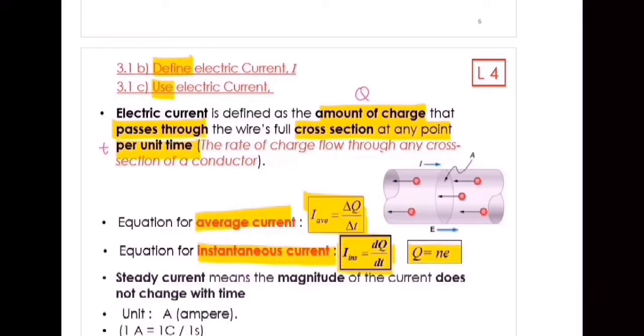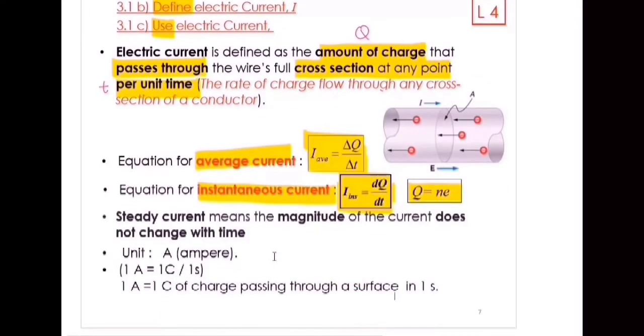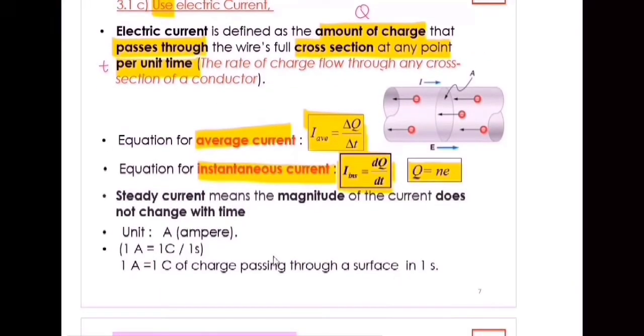Okay, steady current. So what do we mean by steady current? Steady current is when the magnitude of a current does not change with time. That means for the first 5 seconds, 10 charge passed through, and in the next 5 seconds, there is still 10 charge that passed through. So we can see there is no change with time. That means it's constant, it's steady. The current is steady.